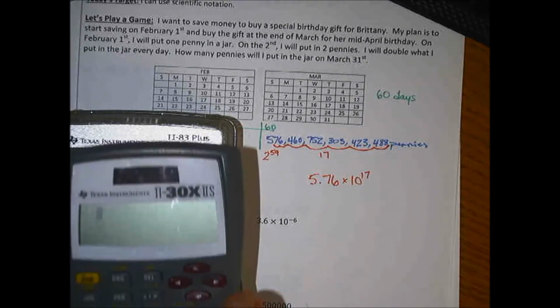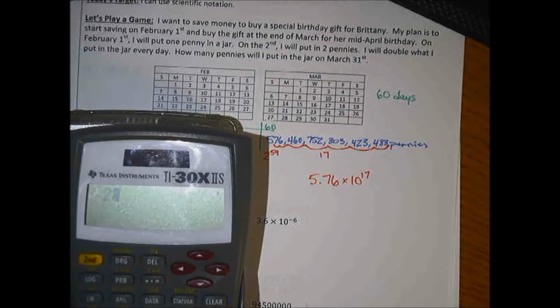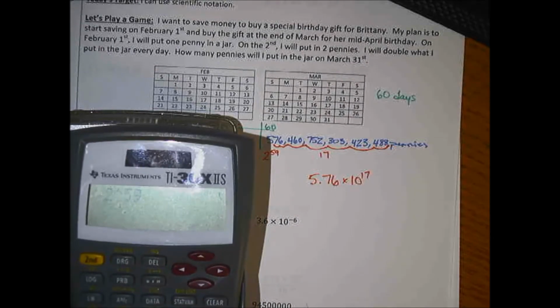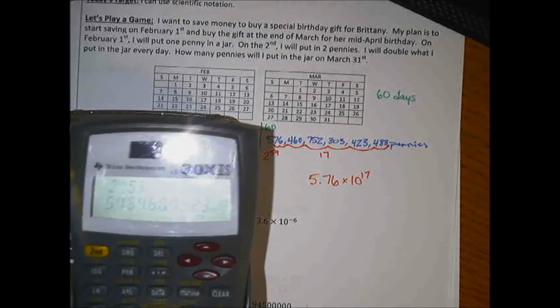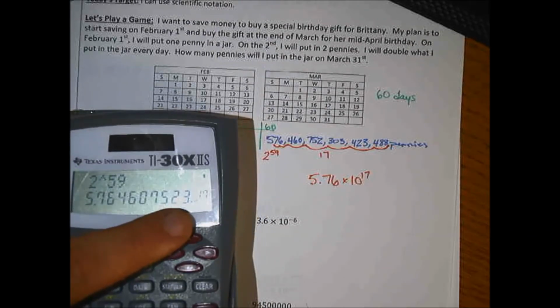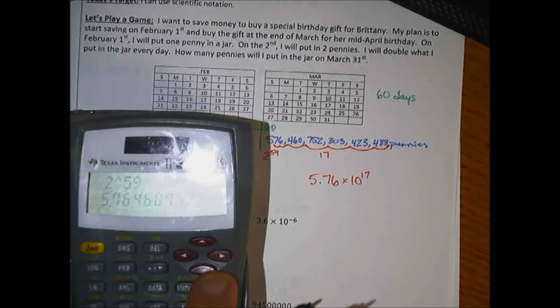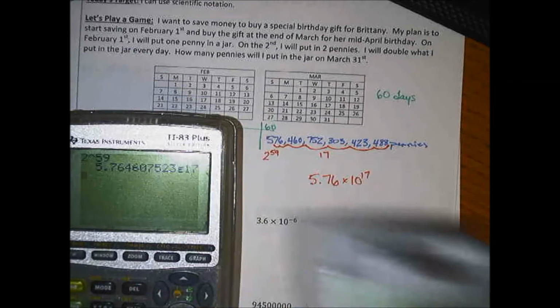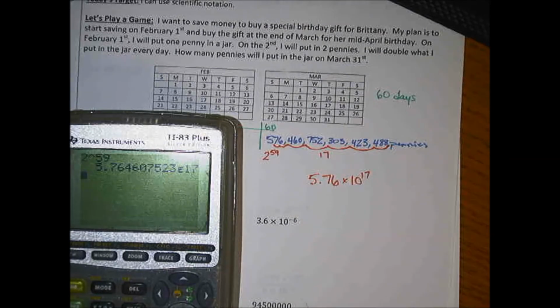If you're using the TI 30s, and I went 2 to the 59th, I use the same buttons, but it actually shows you a very small times 10 to the 17th power over there. So that's kind of cool that these ones show you that that's what that E means, but we're going to be using this one today.